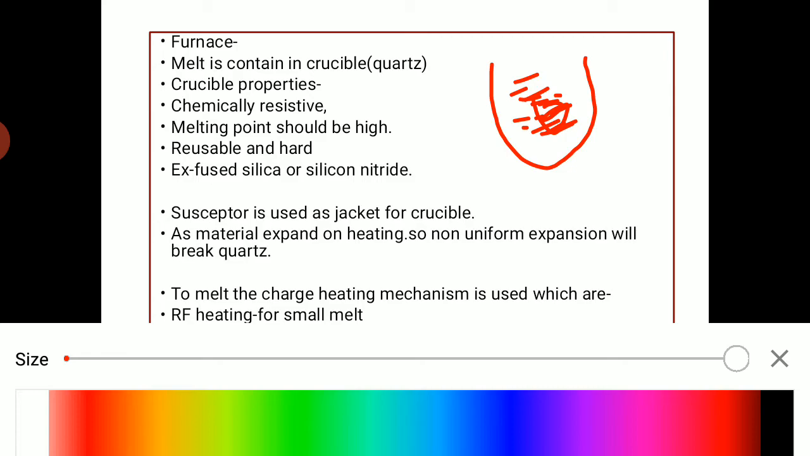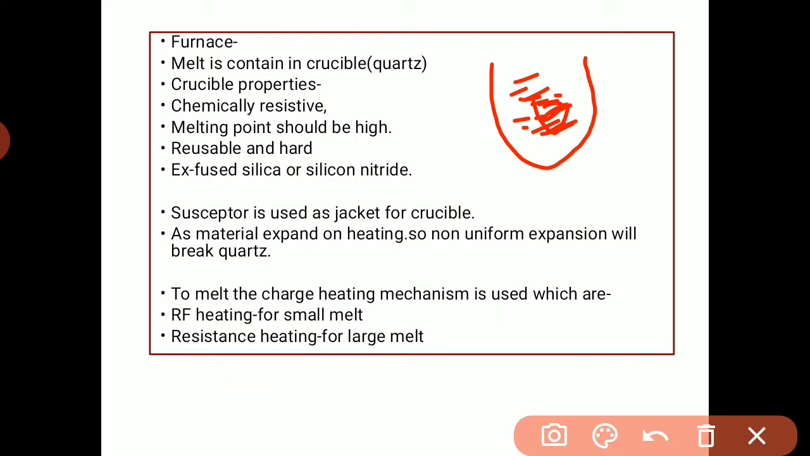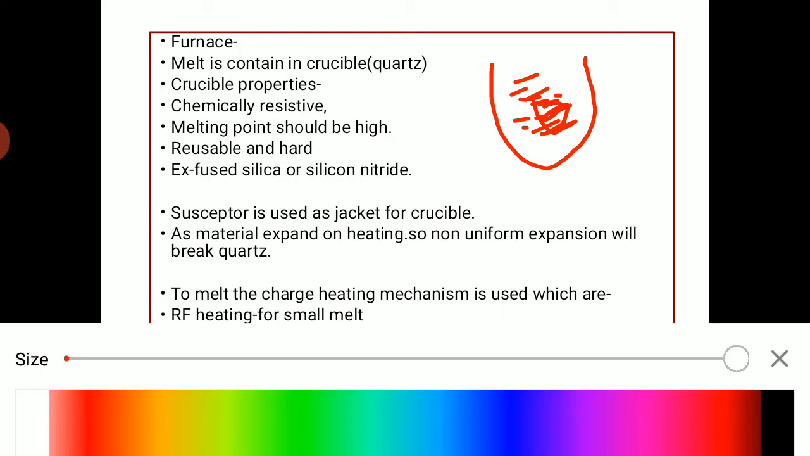The second point is it should have a high melting point, because to convert solid quartz into melt, we need to give 1400 degrees centigrade. So it is very important that our crucible should not melt. The third important point is it should be reusable and hard, of course, and the appropriate materials are fused silica and silicon nitride.